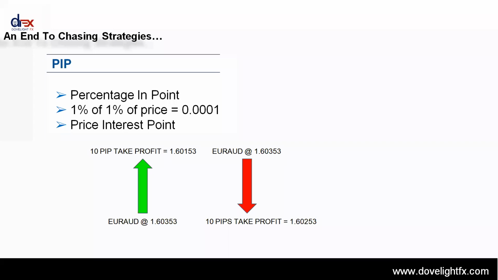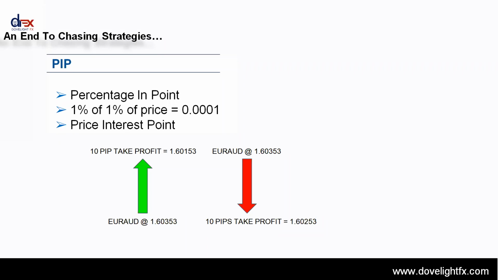So basically, you can now say that 1% of 1% of price for the JPY pairs. That means for those pairs that have three decimal places, one pip movement is going to be 0.01 for JPY pairs, and one pip movement is going to be 0.0001 for other assets, for other currency assets.